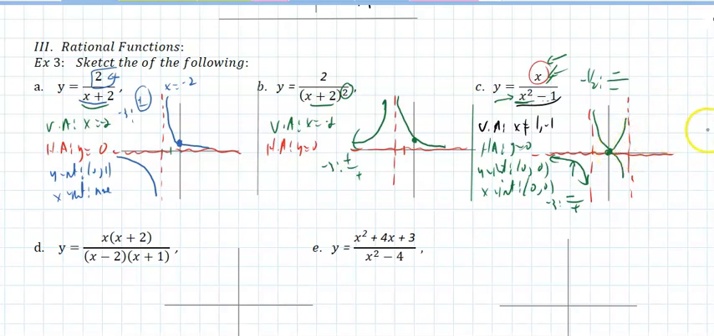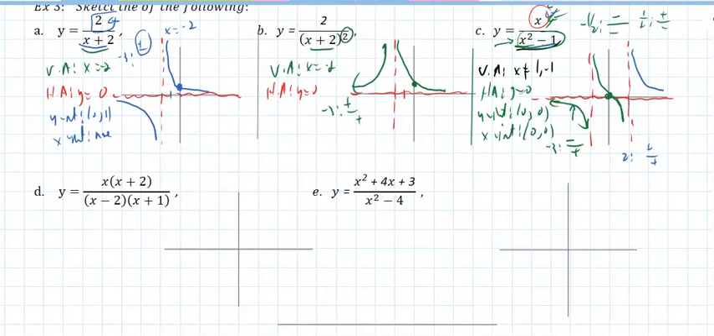I pick a point between 0 and 1. Let's say 1/2. The top 1/2 is positive. 1/4 minus 1 is negative. Positive over a negative is a negative. And it can be both because all of these are functions. And either the last piece looks like this or like this. I pick a point to the right of 1, say 2. The top is positive. And 4 minus 1 is positive. Since positive over positive is a positive, the graph looks like that.